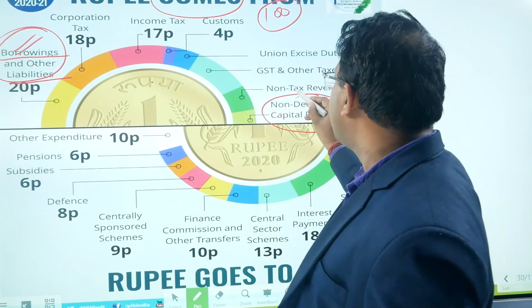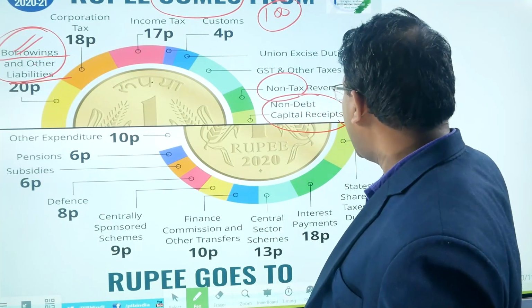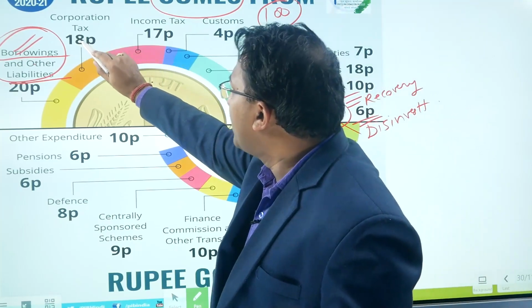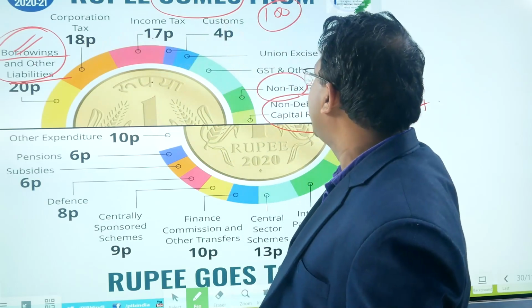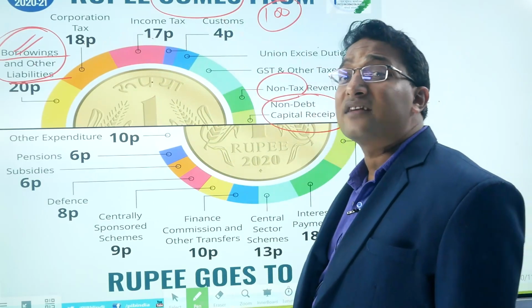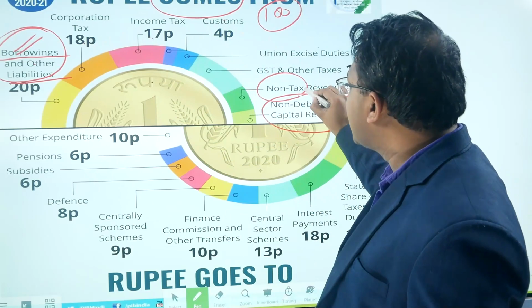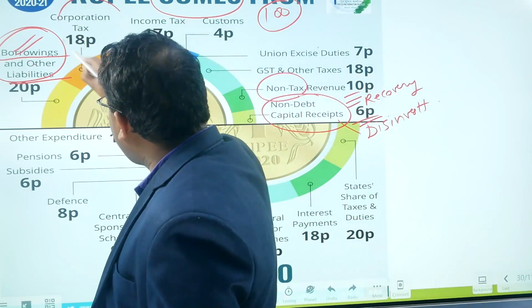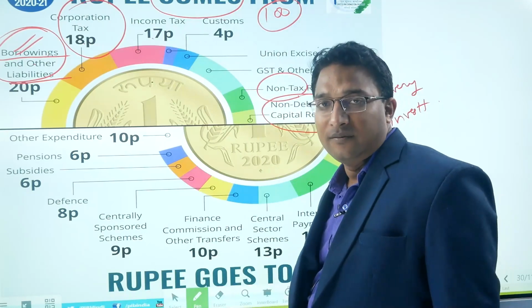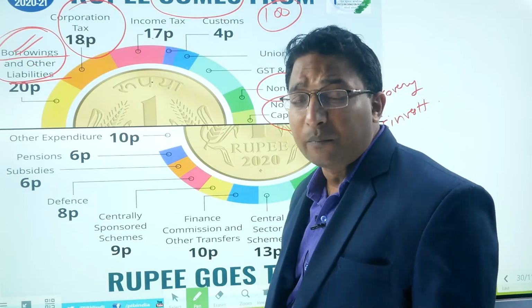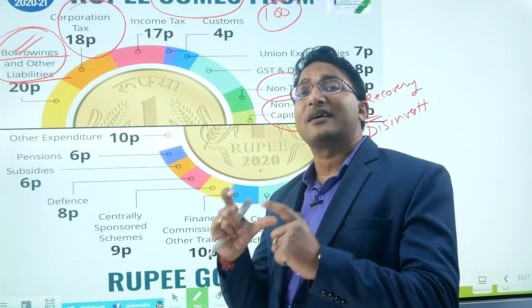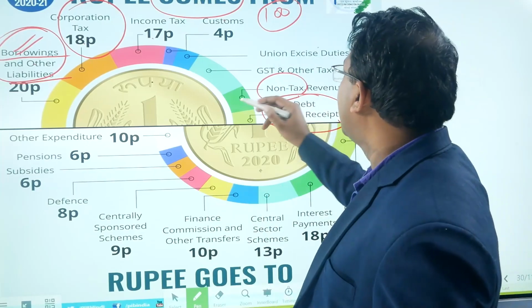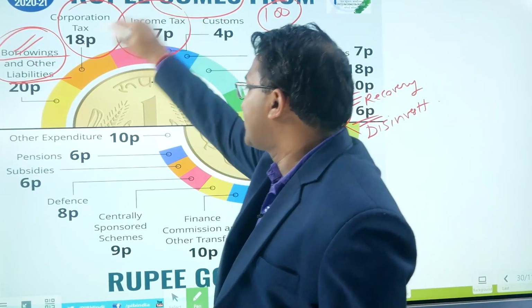Out of the revenue receipt, this is the non-tax receipt, 10%, right? This corporation tax, income tax, customs, union excise duty, GST and other taxes, they are the tax revenue, right? So we have the non-tax revenue and we have the tax revenue. In the tax revenue, it is the corporation tax which is occupying the maximum share. That means the corporates give the maximum amount of taxes as far as the overall tax is concerned, and the second highest is given by the income tax.